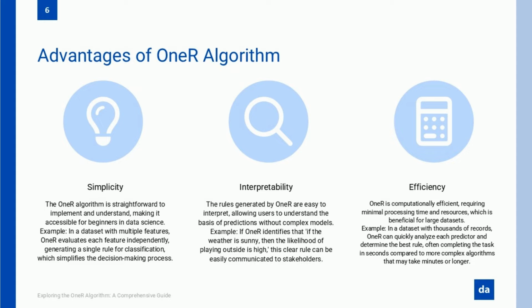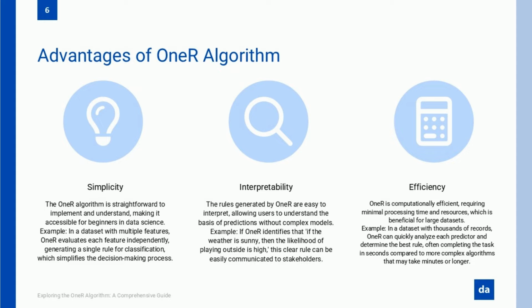Here's an example to tie it all together. Let's say you're a marketing analyst tasked with identifying the key factors that drive customer purchases. You don't need a complex neural network for this. You need a quick, clear answer. By running the OneR algorithm, you discover that age is the most significant predictor, and the rule it generates, if age is under 30, then purchase, gives you a starting point for building your campaign. It's fast, effective, and easy to communicate to your team.